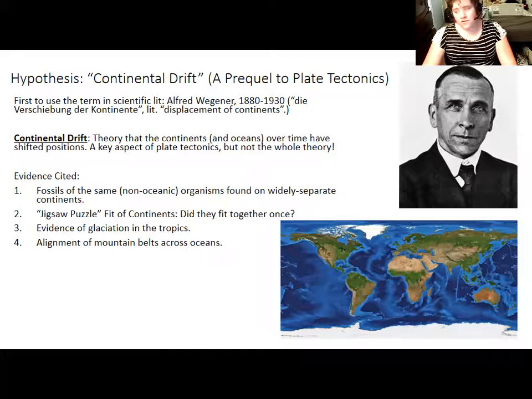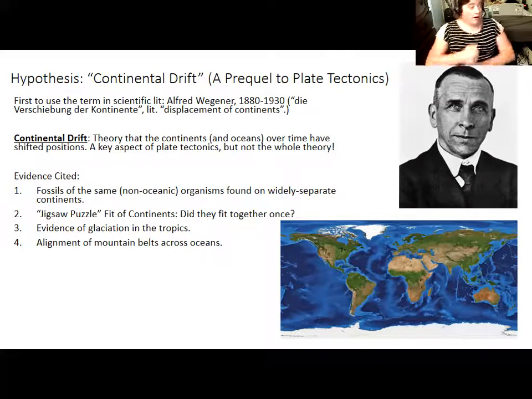So the first person to publish the idea of continental drift was a German scientist named Alfred Wegener, and he referred to it as die Verschiebung der Kontinente, the displacement of the continents or the dance of the continents, which I find kind of delightful. And there's a lot of things that are wrong with this picture. He noticed 4 bits of evidence that seem to suggest that it does not make sense for South America always to have been in the tropics mostly, or for Antarctica to have always been isolated and at the South Pole.